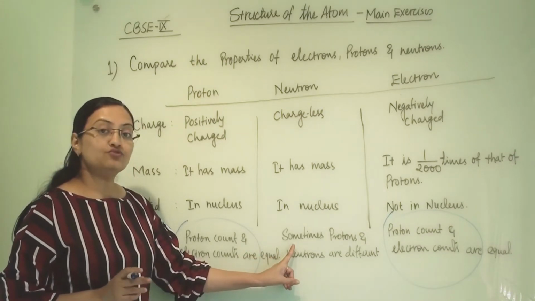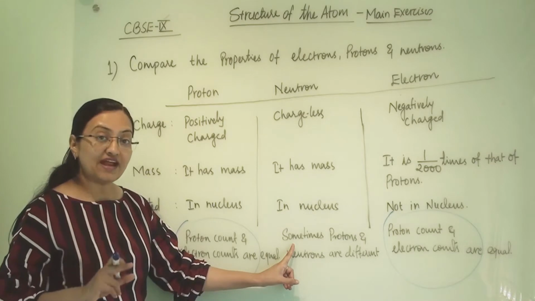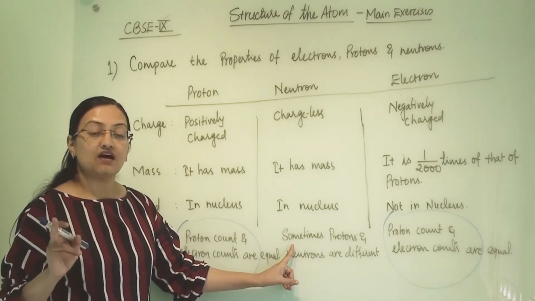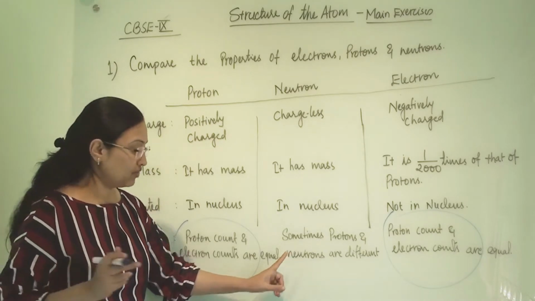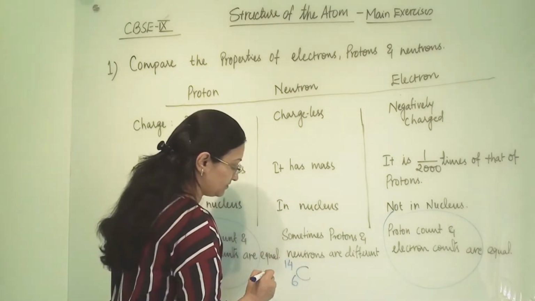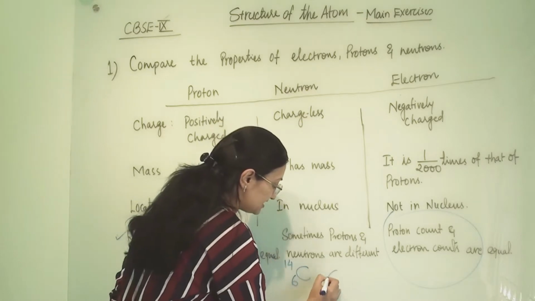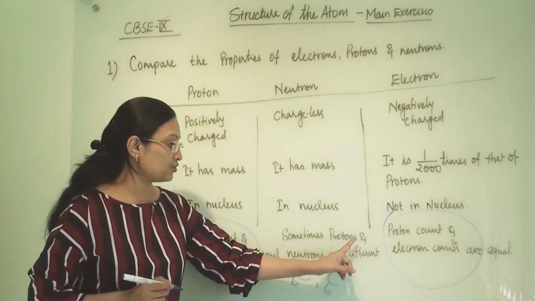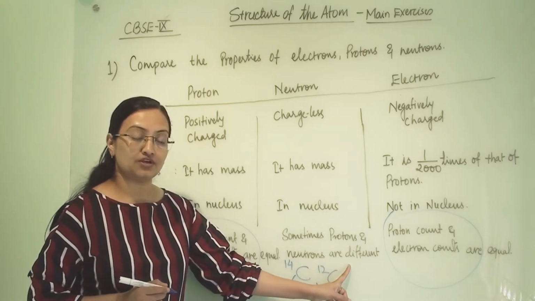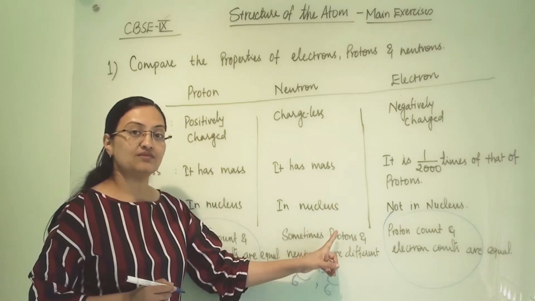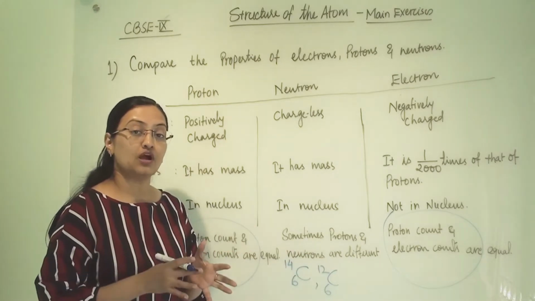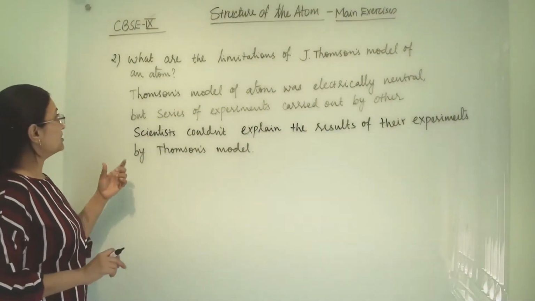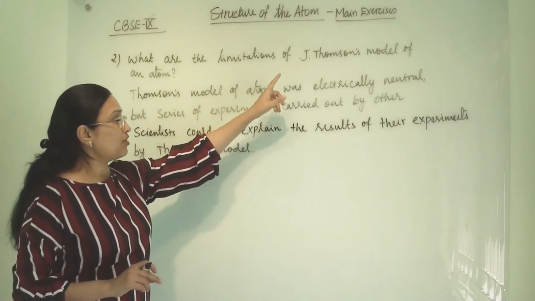Generally protons and neutrons are equal, but when they are different, then the same element will become isotopes. For example, carbon: C-14 and C-12. So these are isotopes. Sometimes, in the case of isotopes, proton count and neutron count will differ.